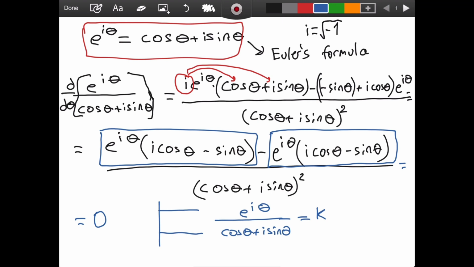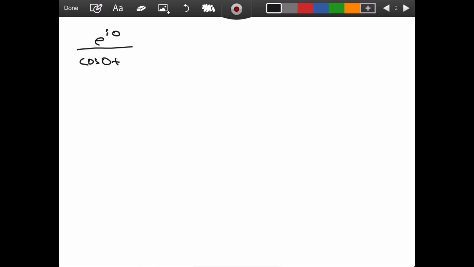Well, let's just substitute 0 for theta, for example. We could substitute any other angle. For example, we could substitute pi over 2, pi divided by 4, pi divided by 16, but 0 will make the calculations the easiest. So let's substitute 0. And let's do that on a new page. So we have e raised to the power of i, this time 0 instead of theta. Then we have cosine of 0 plus i sine of 0. And this, as we discussed, should be equal to a constant, which we called k. k here is a constant.